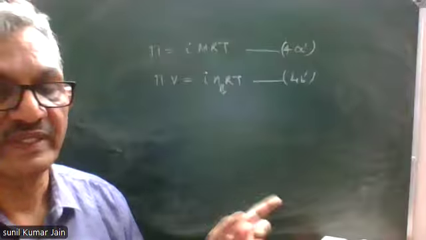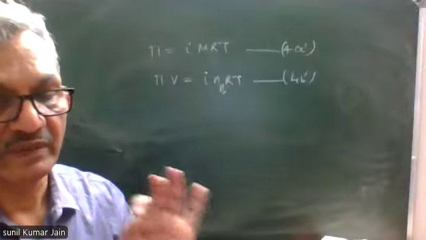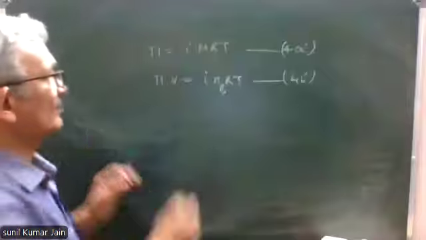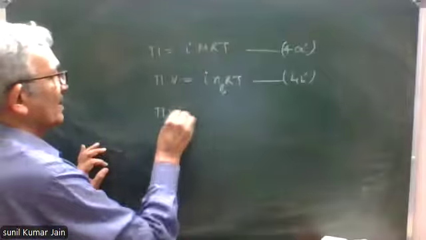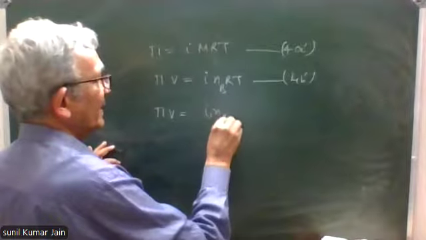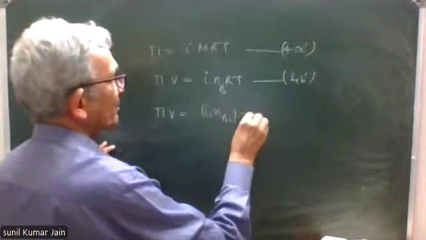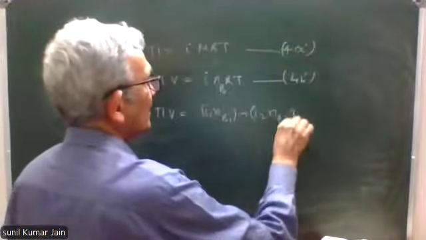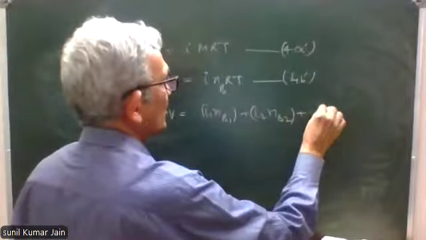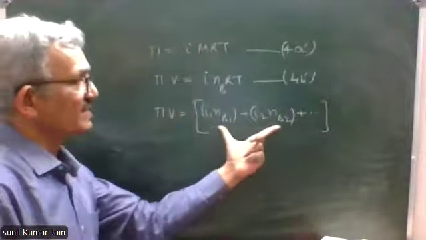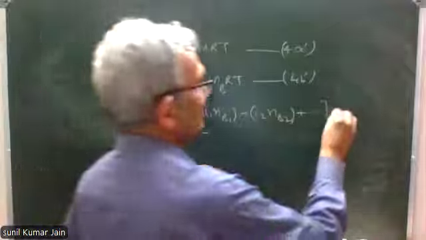The third equation was when there are 2 or more solutes. Equation 4c becomes pi is equal to i1 nB1 plus i2 nB2 and so on. This whole part multiplied by RT.